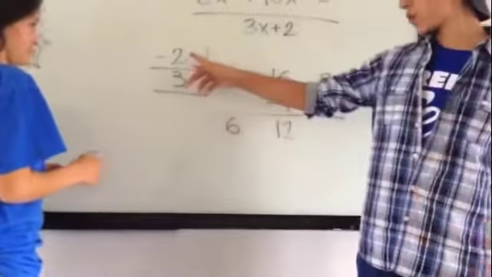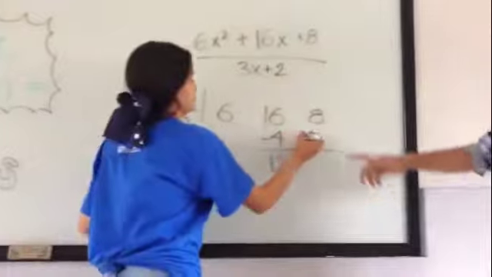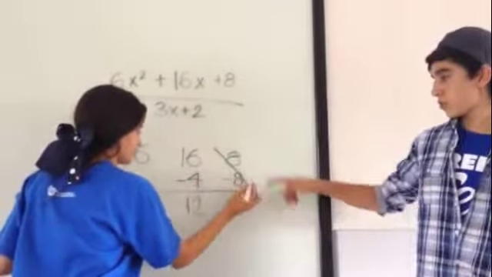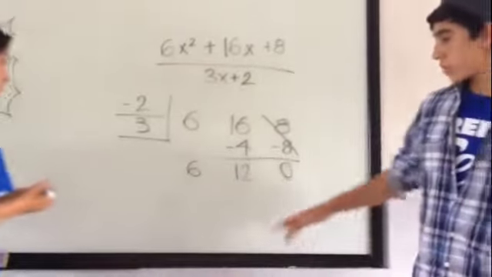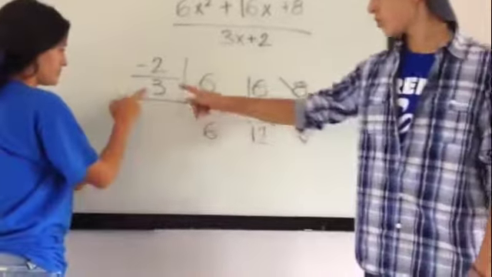12 times minus 2 is minus 24. Divided by 3, that's minus 8. But these are the same numbers, so you just cross them out. And you have a 0. For the final result, you have to divide these two numbers by the number 3.